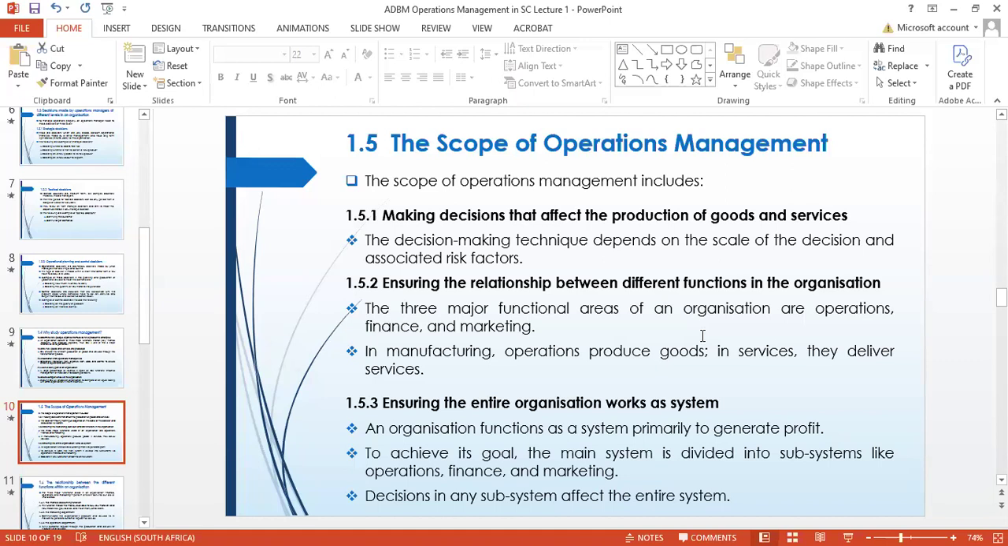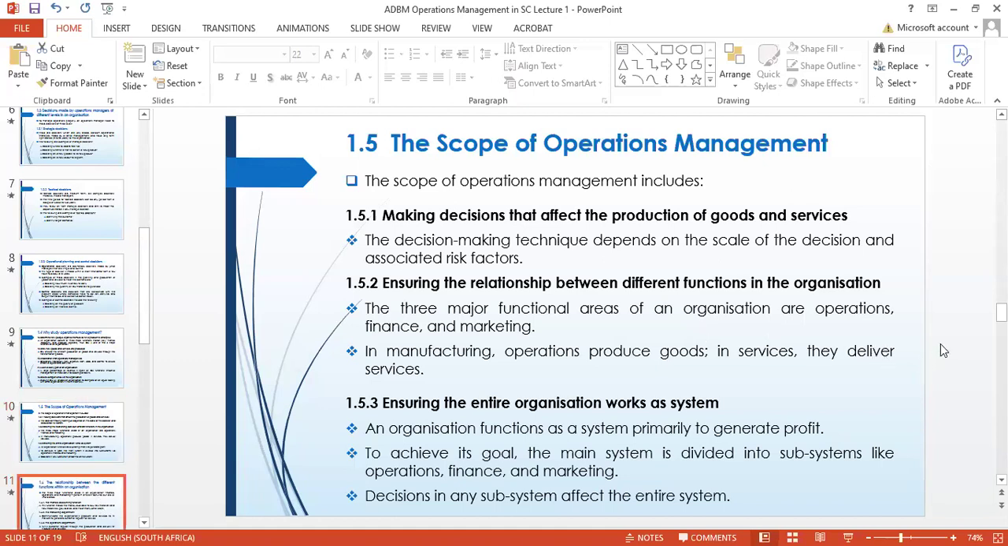If these departments do not work together, the organization will fail. They have to support each other. For example, if the finance department is not giving enough finance to the supply chain department, or to the operations department, to purchase raw materials, then they're not going to provide the products that customers require in the right quantities, which will affect the sales revenue of the business. So this is our scope for operations management.